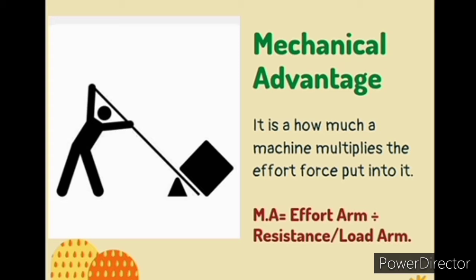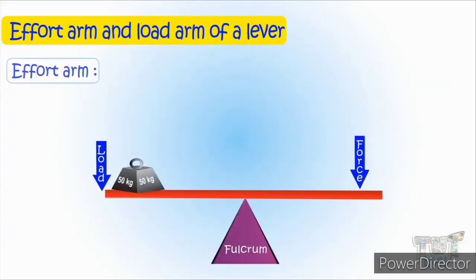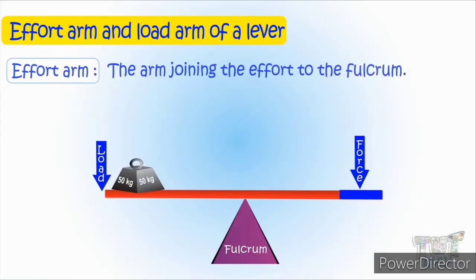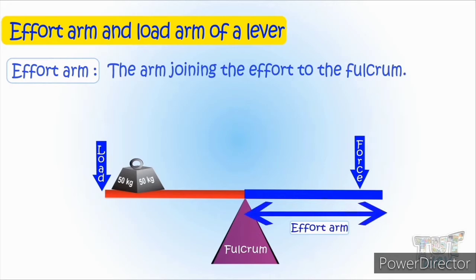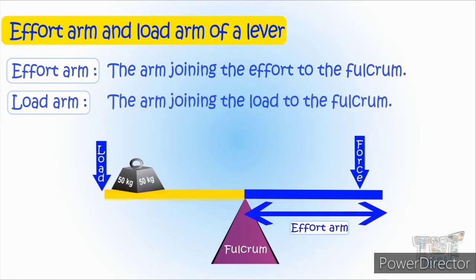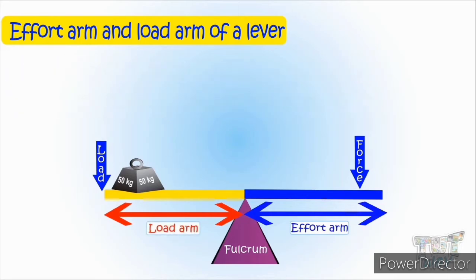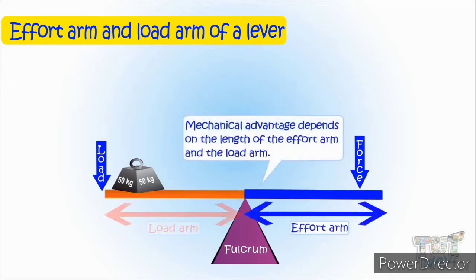Watch the next video to know how to calculate a mechanical advantage. The arm joining the effort to the fulcrum is the effort arm, or the distance between the effort and the fulcrum. Load arm, the arm joining the load and the fulcrum, or the distance between the load and the fulcrum, is known as load arm. And it's the length of the load arm and effort arm of the lever that decides the mechanical advantage of that type of lever.